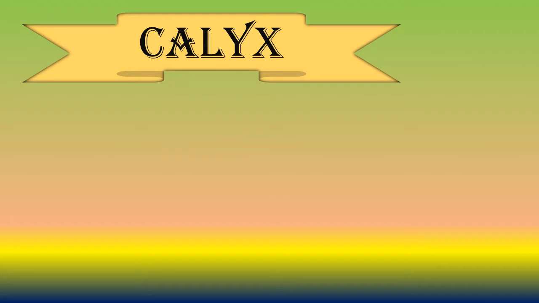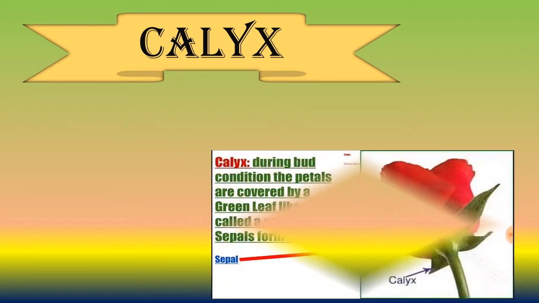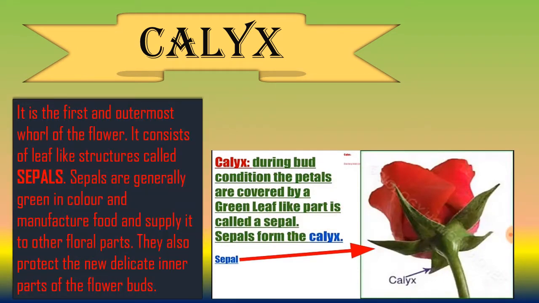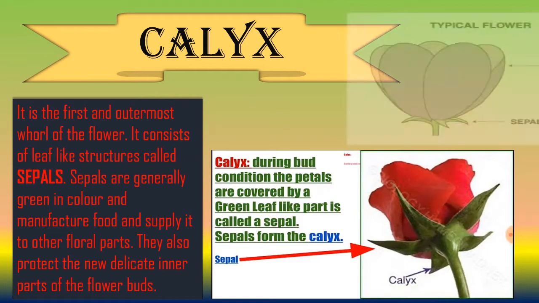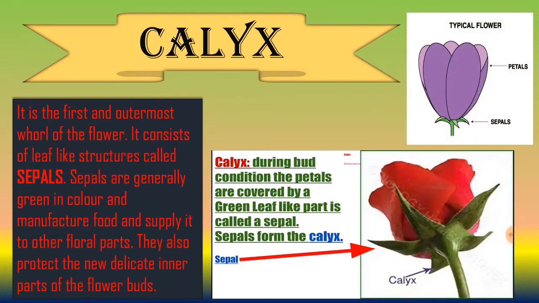Now the next whorl is the calyx. It is the first and outermost whorl of the flower. It consists of leaf-like structures called sepals. Sepals are generally green in color, manufacture food and supply it to other floral parts. They also protect the delicate inner parts of the flower buds.